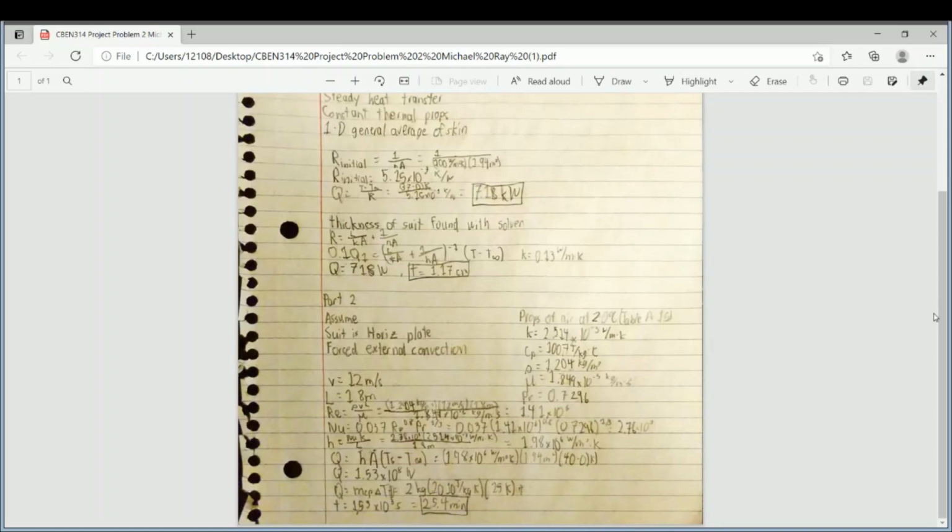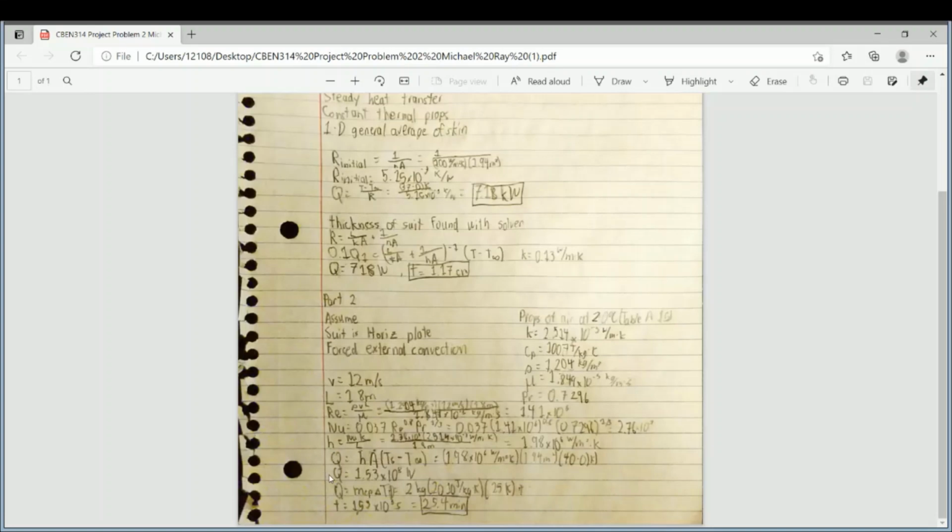So for the second part, we have a dryer. So this will be forced external convection. We're going to treat this suit as a horizontal plate. And we go through the velocity, we have the properties, we're going to find the Reynolds number, and that will get us the Nusselt number, and that will get us our convection coefficient.